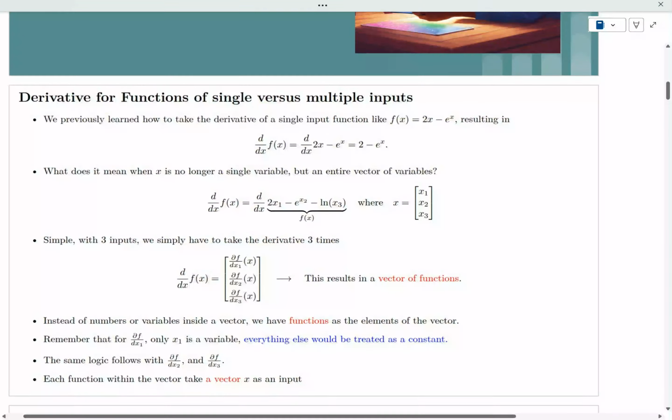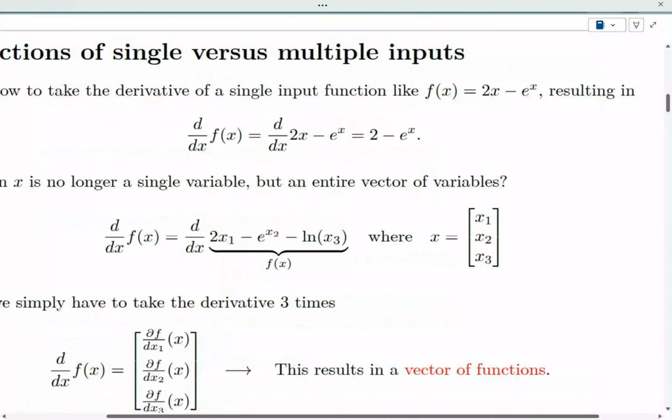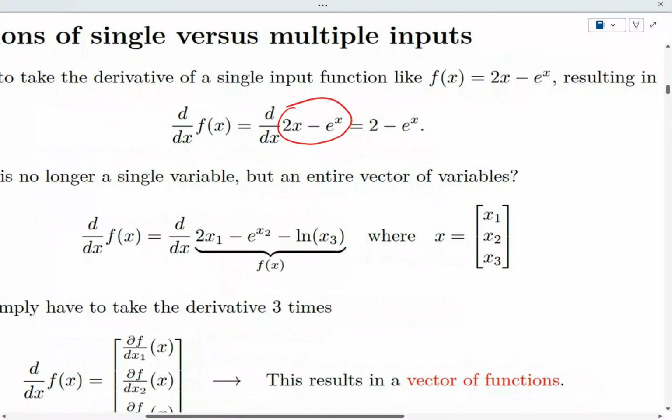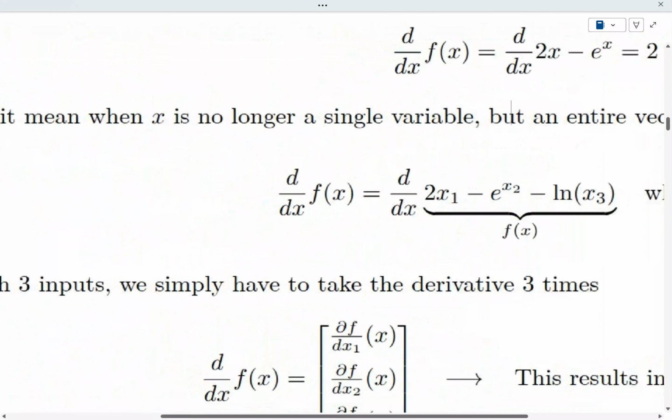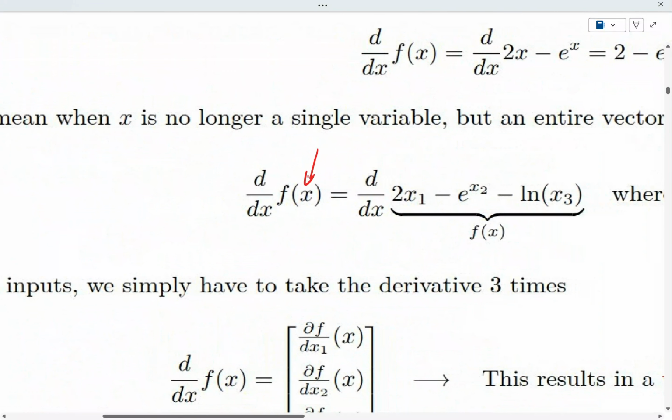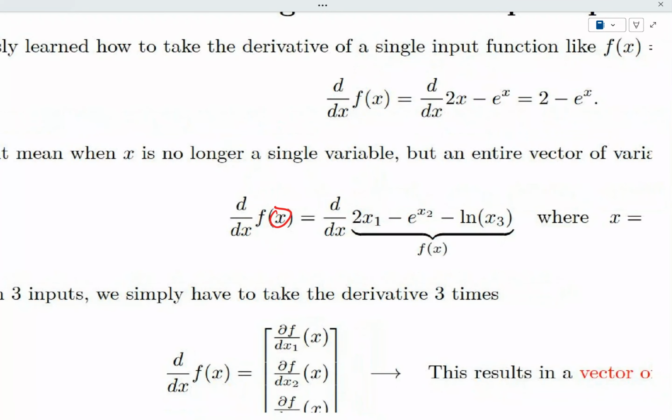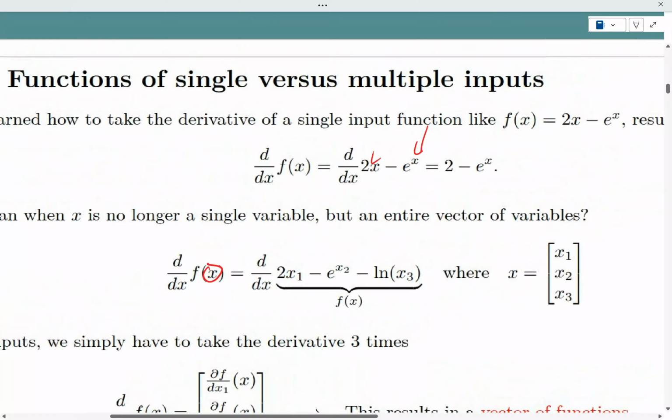Well, the derivative for a single variable. Last time we learned how to do this, right? If we only have one variable, x, and you take the derivative of this, we have to use the seven rules that we went over. However, what if x is not a variable? Instead, you're taking the derivative with respect to a vector. So this x here is just a variable, right? That's what we're talking about.